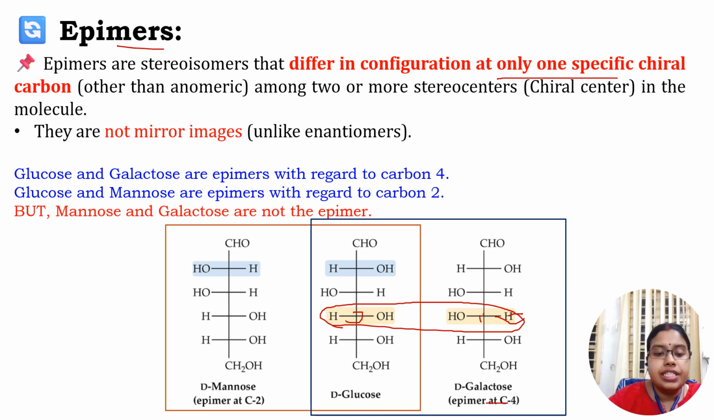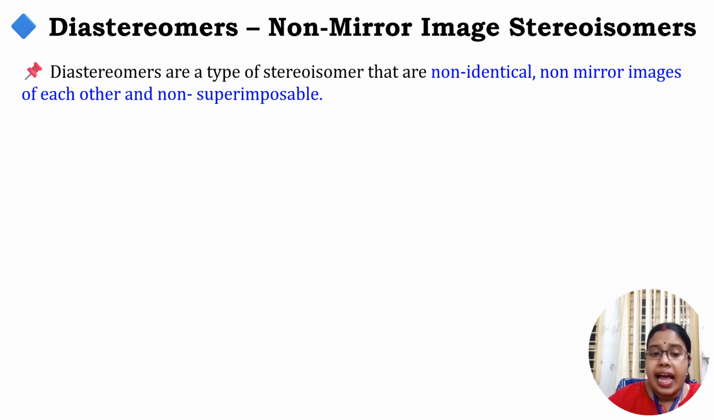Similarly, if we consider D-mannose and D-glucose, all the structure is the same except for C2. So D-mannose and D-glucose are again epimers with respect to C2. But mannose and galactose are not epimers.